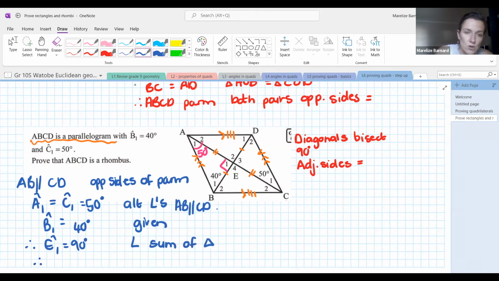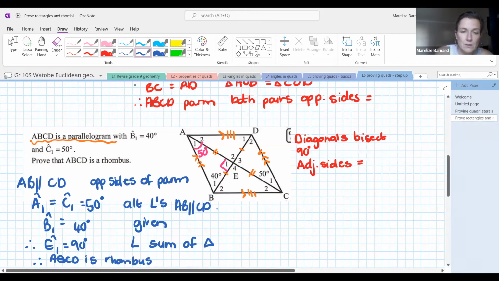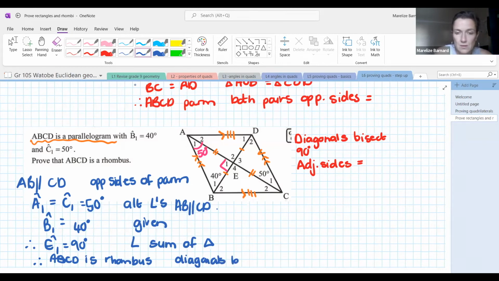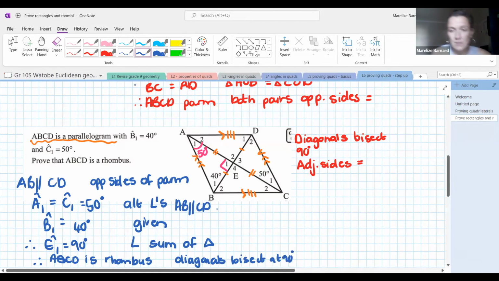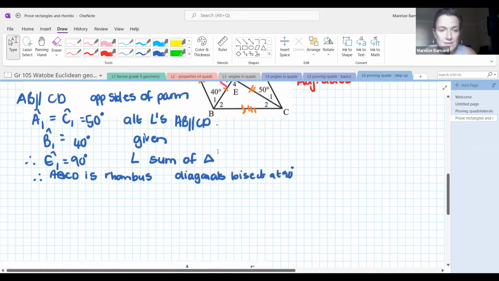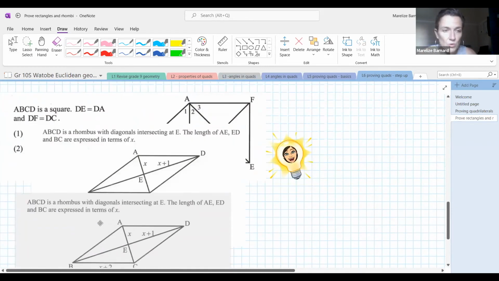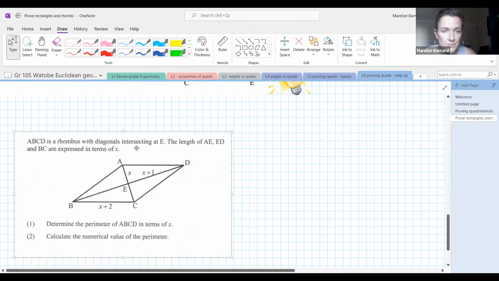And therefore, AB, CD, AB, CD is a rhombus. Diagonals bisect at 90 degrees. Okay. Right. Let's carry on. We've got more questions where that one came from.